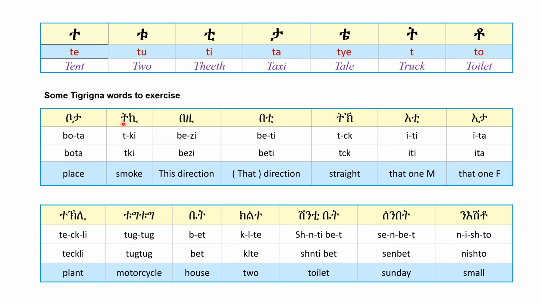Bota, teki, bezi, beti. Eti, eta. Tehli, tuk, tuk. Bet, külte. Şintbet, senbet, nişto.